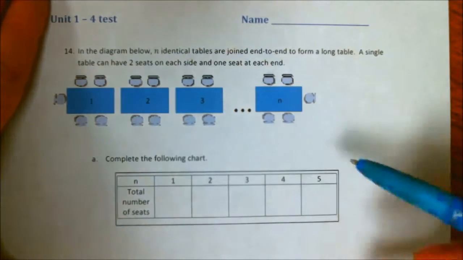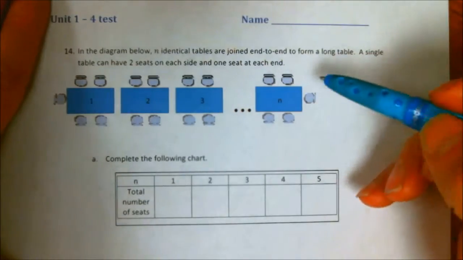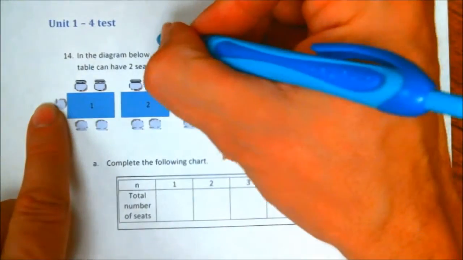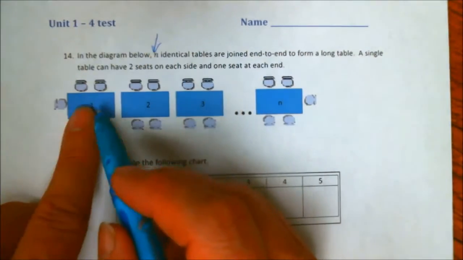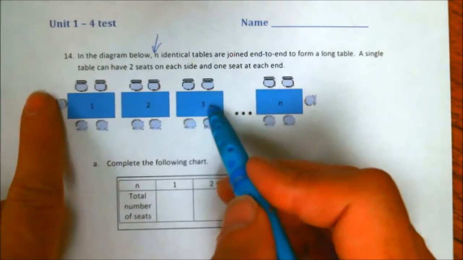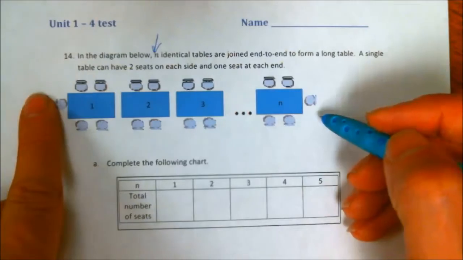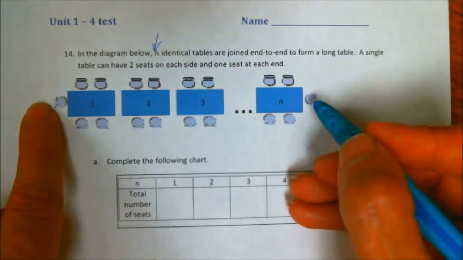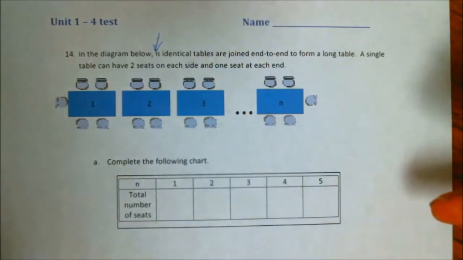because we're going to be moving into those a little bit more when we hit geometry and some things like that, especially in 8th grade. But it says in the diagram below we have a certain number of identical tables. The number of tables is n. Sometimes we have 1, sometimes we have 2, sometimes we have 3, all the way up to however many we want, represented by this variable n. Okay, so we have n tables, and they're joined end to end to form a long table.